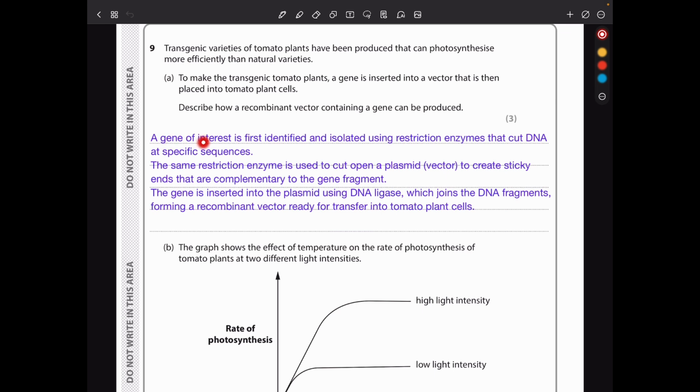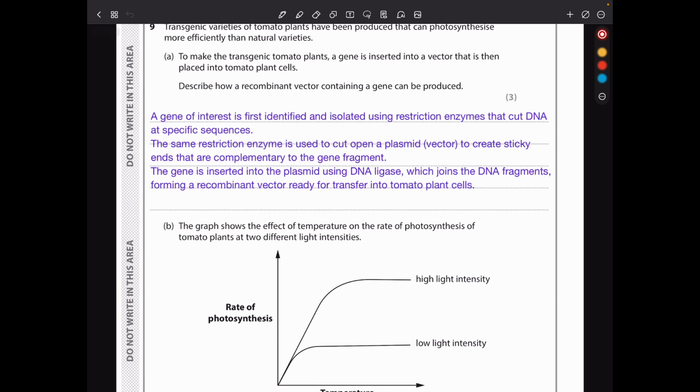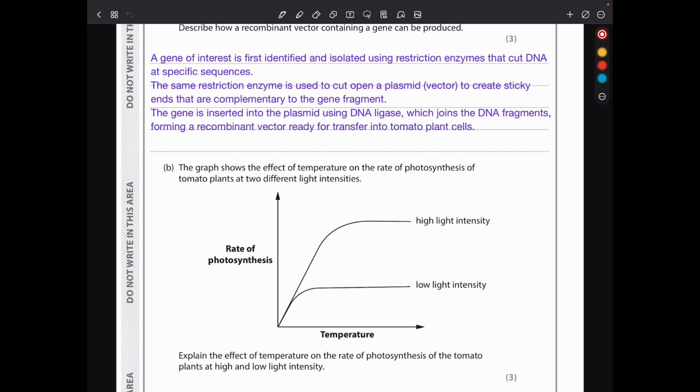So I say the gene of interest is first identified and isolated using restriction enzymes that cut DNA at specific sequences. The same restriction enzyme is used to cut open a plasmid vector to create sticky ends that are complementary to the gene fragment. The gene is inserted into the plasmid using DNA ligase, which joins the DNA fragment, forming a recombinant vector ready to transfer into the tomato plant cells.